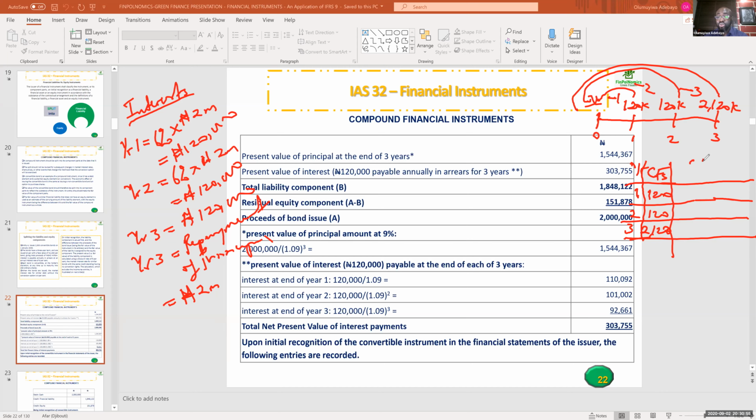Therefore, what do you do? You look for your discount factor. And we said we are going to discount at 9% because that is the rate. Now, at 9%, you find your discount factors. Let me say it is X, Y, and Z. You find the present value. Let me say your present value is 120 times X gives us A, 120 times Y gives us B, 2 million plus 120 times Z gives us what? C. What you get as answer is D. This D is our liability component.